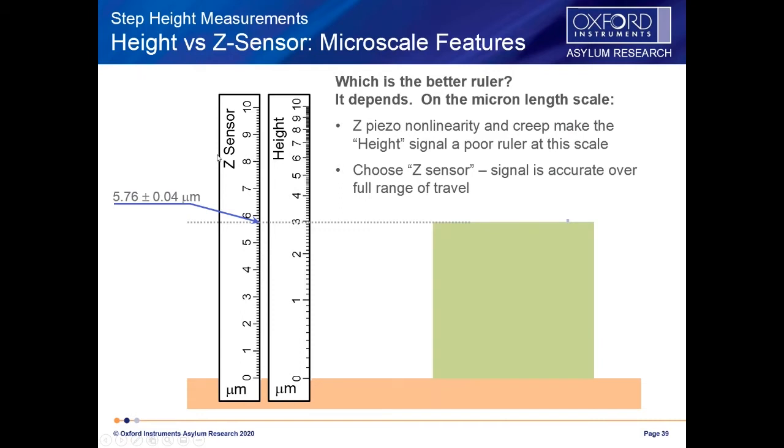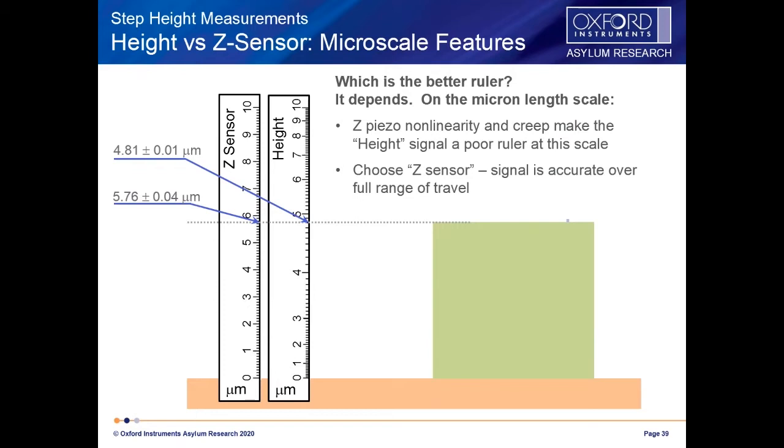the Z sensor is going to give me a more accurate measurement because of the linearity of the Z sensor over the entire range. So in this case, I would want to select the Z sensor because it gives me a more accurate answer for the height.